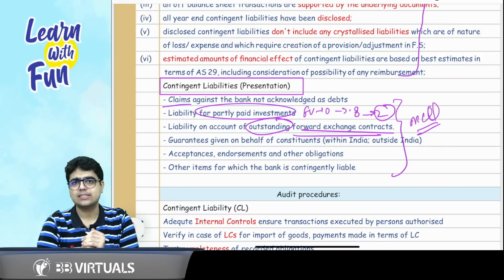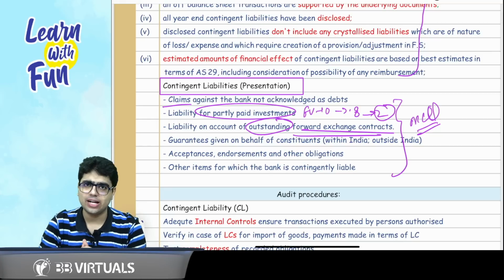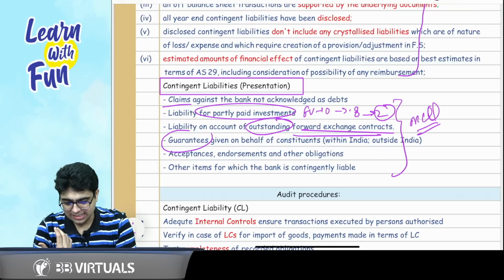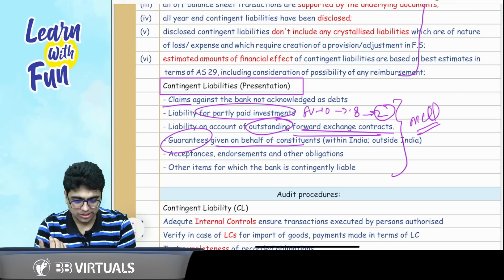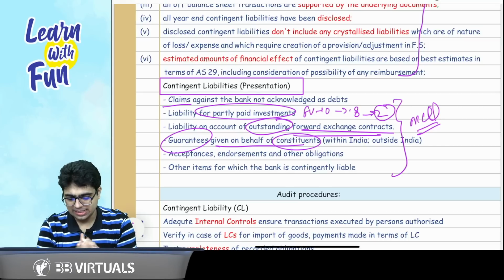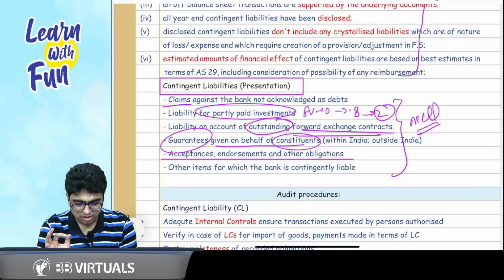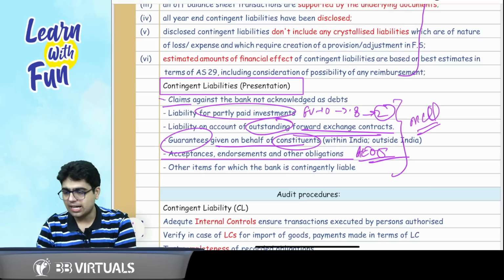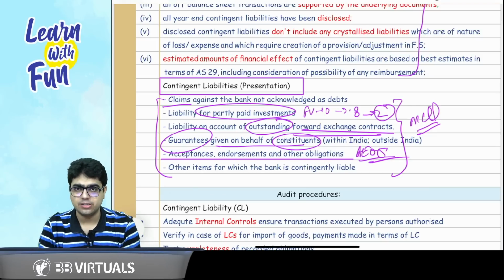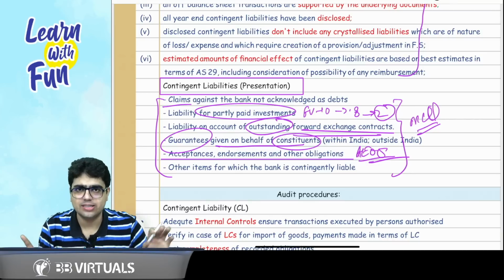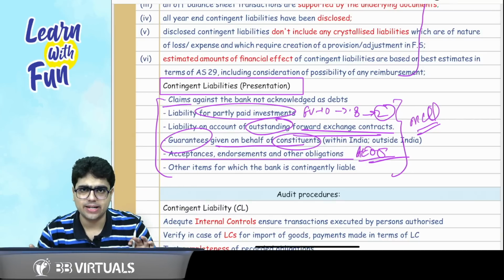Outstanding forex contracts, so the forex contract transactions which you deal with in your SFM, such kind of forex contracts are a contingent liability for the bank. Guarantees which are given on behalf of the constituents. What do you mean by constituents? Subsidiaries, associates, such kind of entities. And AEOO advance accounts, you should remember this: acceptance, endorsements and other obligations. So these are the examples of contingent liabilities. Let's revise them again. First of all, claims against the bank which are not acknowledged as debts. A claim has been made but it is still not my debt.